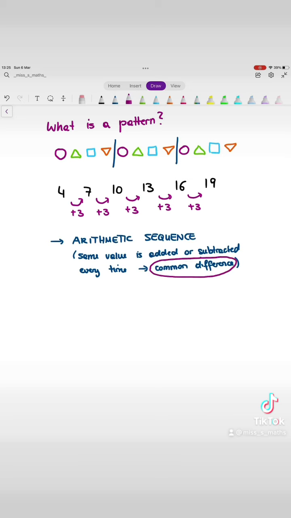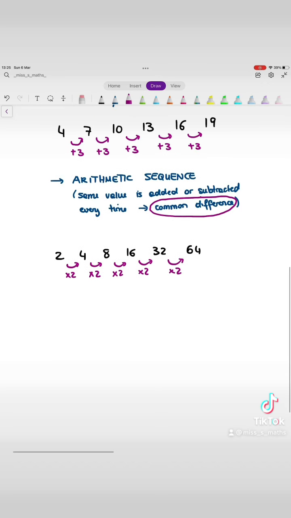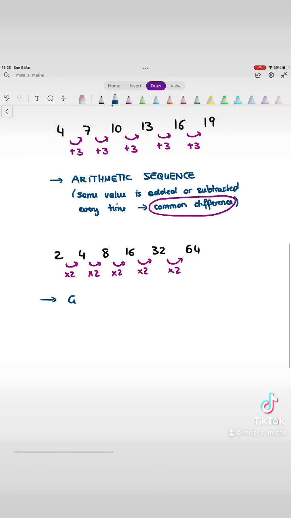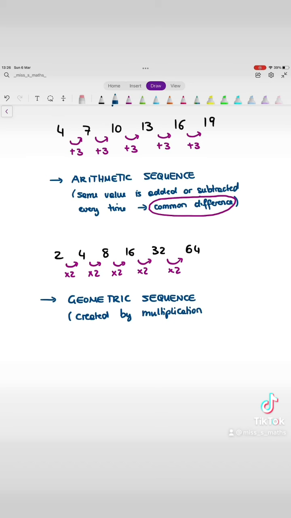The thing is, not every sequence is formed in this specific way. The sequence 2, 4, 8, 16, 32, 64, for example, is formed by multiplying the preceding term by 2. So from 2, I multiply by 2 to get to 4. 4, I need to multiply by 2 and I'll get to 8, and I multiply that by 2 to get to 16, and so on and so on. Sequences like this are referred to as geometric sequences, and they're created by multiplications.